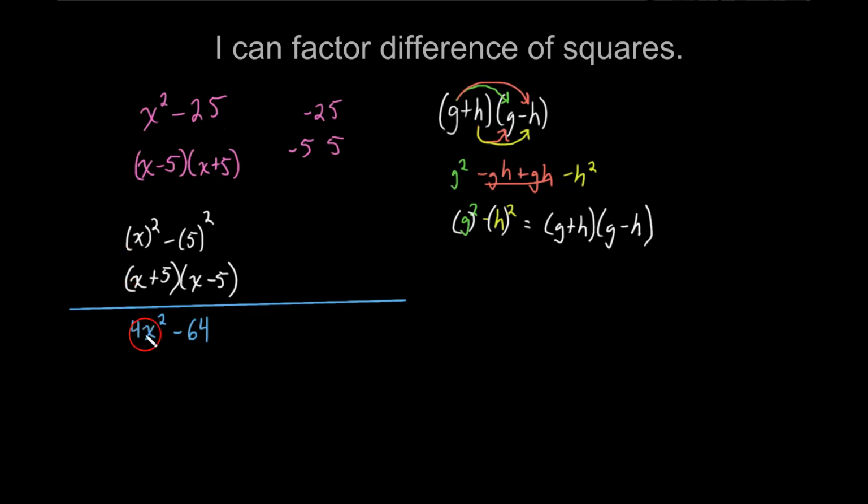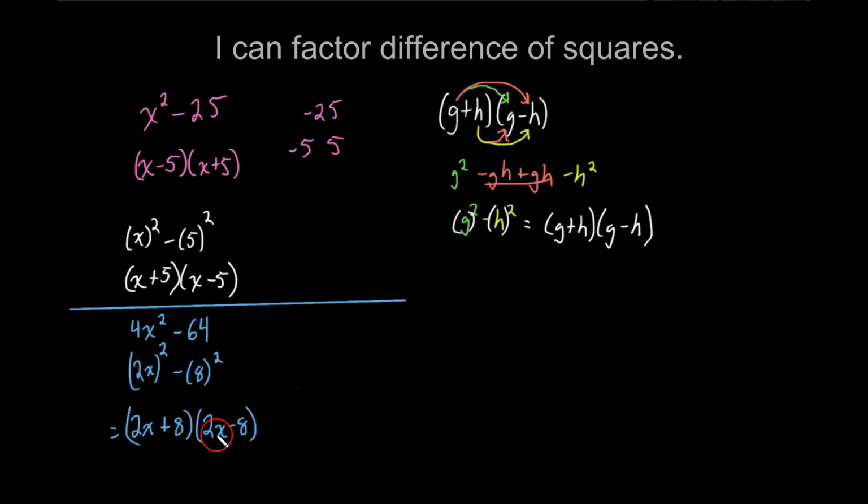Well, in this problem, both of these two terms have perfect squares. So if we were to undo that, and if we were trying to find the square root of both of these, we could rewrite this as 2x, that whole term, squared minus 8 squared. And now we could plug these values into this formula, so we would get 2x would be our g, and our h would be 8. So 2x plus 8 times 2x minus 8. So this would be the factored version of this expression right here.